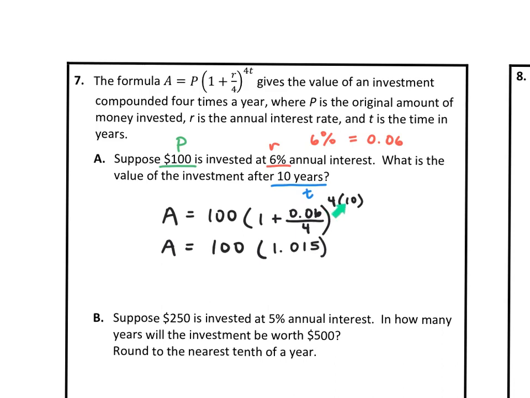And what is 4 times 10? It's 40, right? So simplifying a couple of things there. And now what we can do next is you can type all this in your calculator, and it should give you the value of the investment after 10 years. Okay. So what you should get, if you plug it into your calculators, you get a dollar amount of $181.40.